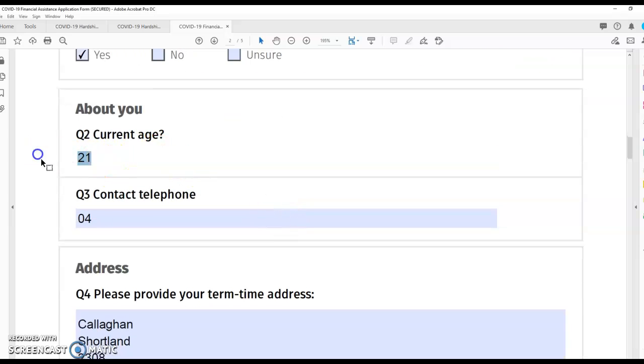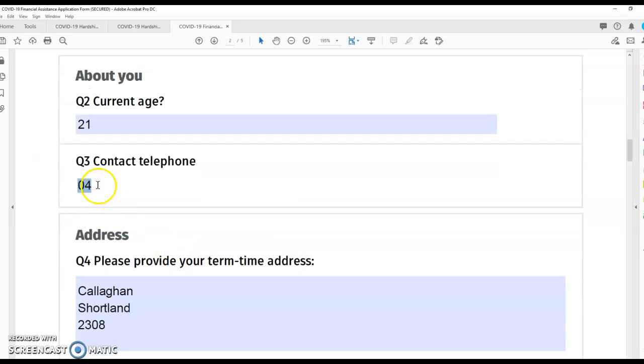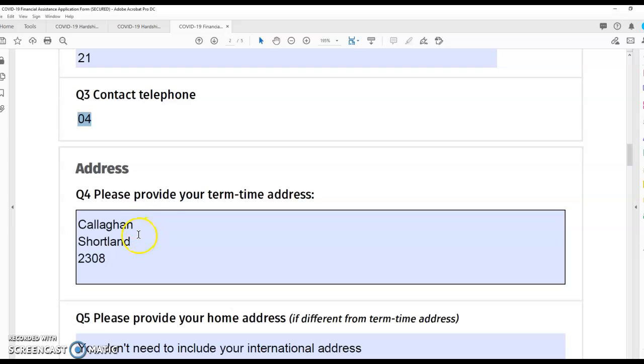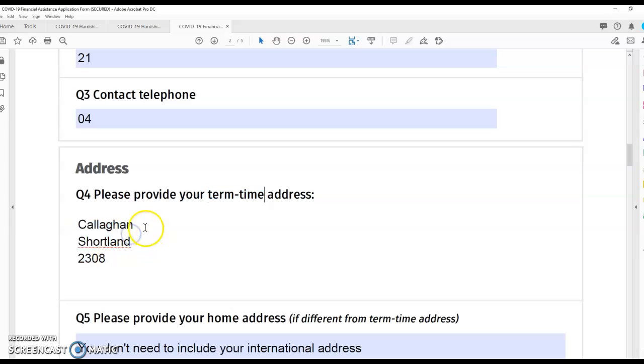Then for question 2, put in your current age, and question 3, put in an Australian mobile number. Your contact telephone must be an Australian mobile number so that the university staff can contact you. Now, your term time address, this is where you live during the university terms or while you are in ELICOS. So you all ELICOS students would fill in an address in Callaghan, Shortland, or a suburb near the university, or perhaps you would be living in Sydney or Wollongong, but you need to put where you are living at the moment.